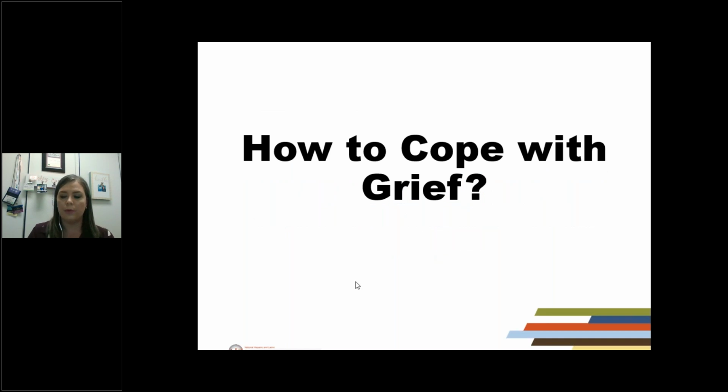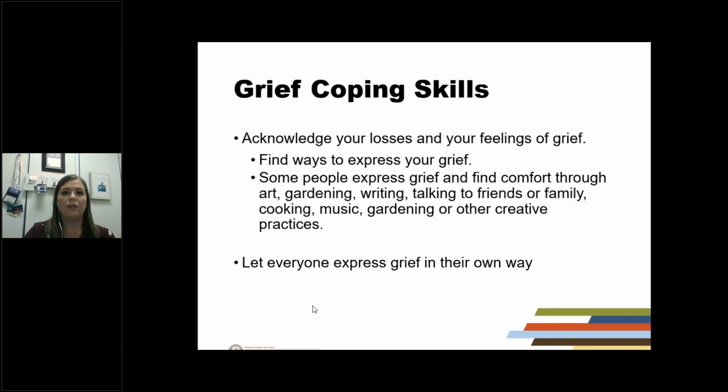So, how to cope with grief? What do we do? First of all, you need to acknowledge, as individuals, but also help others acknowledge their losses and feelings of grief. We need to find ways to express our grief, as adults, with other adults, and also help children and youth find ways to express grief, and let them know that it's normal, a process we all can go through. Some people express grief and find comfort through art, gardening, writing. Writing is a very useful coping skill. Talking to friends or family, cooking, listening to music, or other creative practices. It is important to let everyone express grief in their own ways.